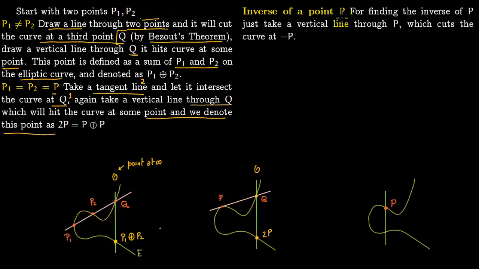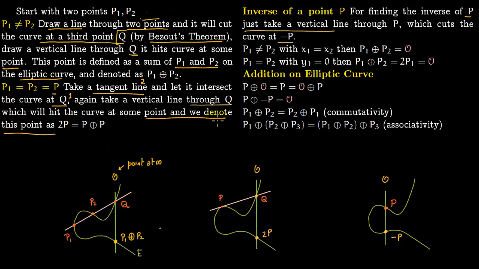For the inverse of a point P, you just take a vertical line through P. You join P with our point at infinity, that is the vertical line, and it will cut the curve somewhere, and this is minus P.